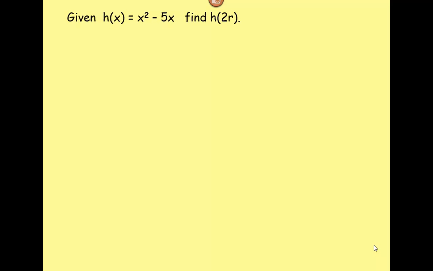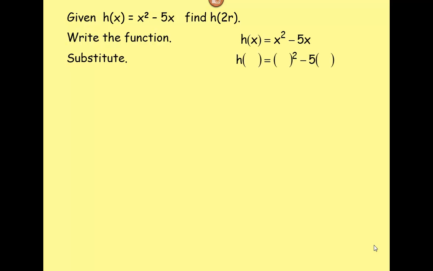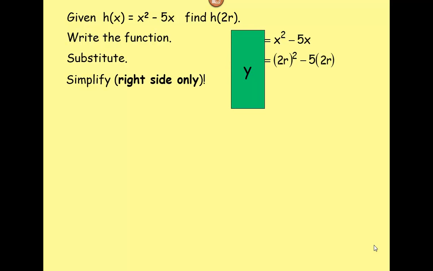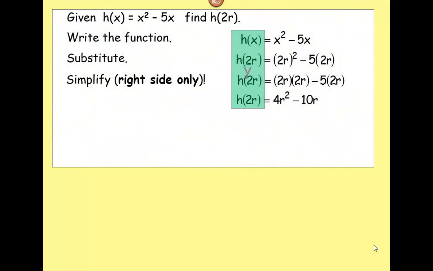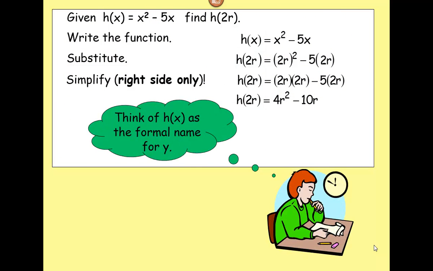Here's another one. We're going to substitute 2r in anywhere we see x. So rewrite the equation, putting parentheses instead of x's, and plug in 2r into each spot where you see an x. The left-hand side is simplified. The right-hand side, we go ahead and work out our math, and we see that we get 4r squared minus 10r, which is equal to h of 2r.